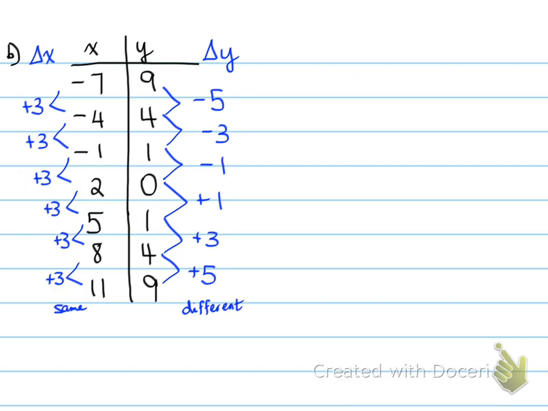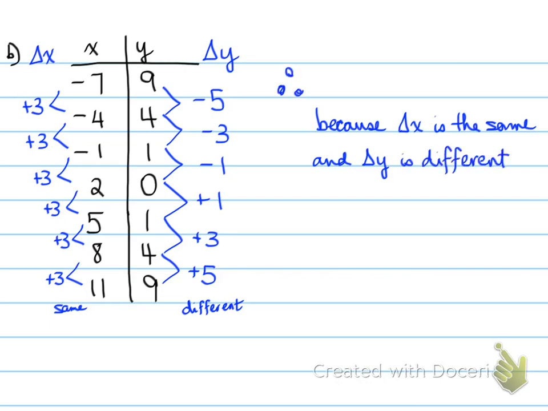Because the x's are the same and the delta y's are not the same, we can make the following conclusion. Because delta x is the same and delta y is different, we can make a therefore conclusion that the relation is nonlinear. That's right, nonlinear, because these numbers do not follow a pattern, i.e., these numbers are not the same. Delta y is not the same, and delta x is, so it's nonlinear. Moving on, let's try another one.